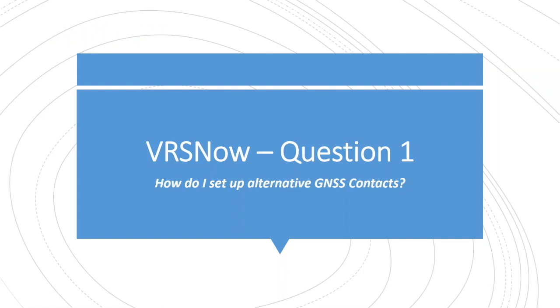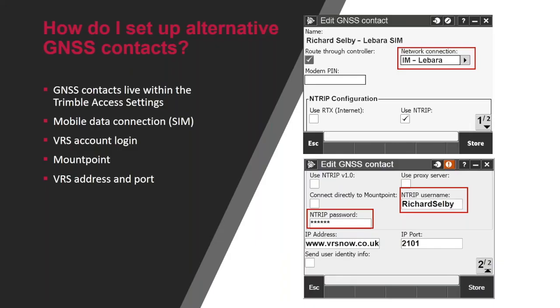So the first question: how do I set up alternative GNSS contacts? How to modify an existing GNSS contact record or how to create a new one is a question that we get asked quite frequently in support. And a GNSS contact record essentially looks like the two screen grabs that you can see on the slide here. These GNSS contacts are normally hidden away in the Access settings, and they aren't something that you normally change unless you have a specific reason to.